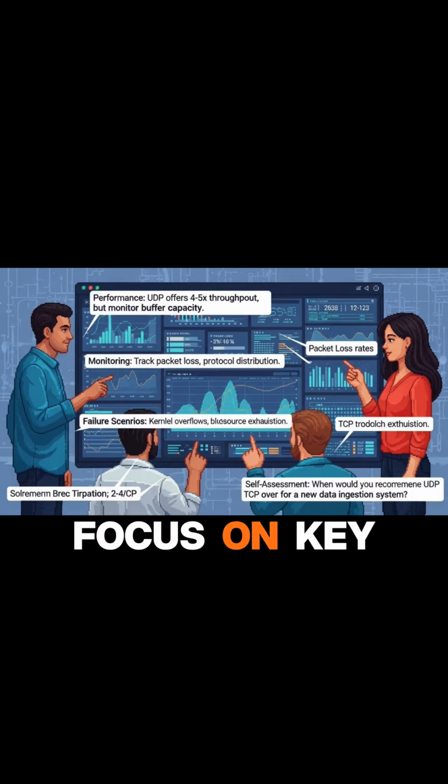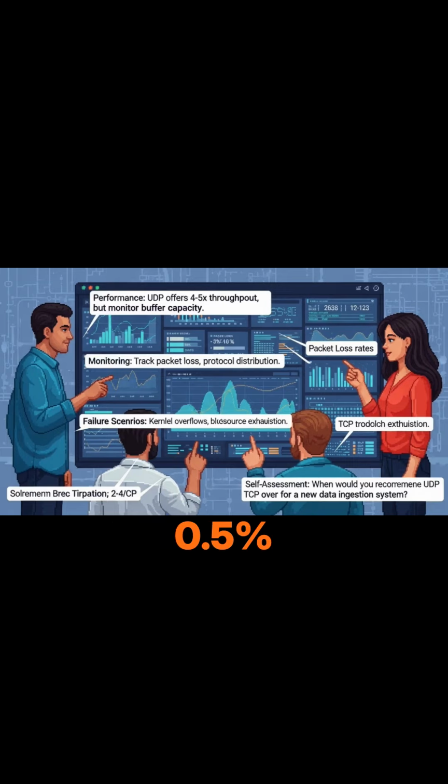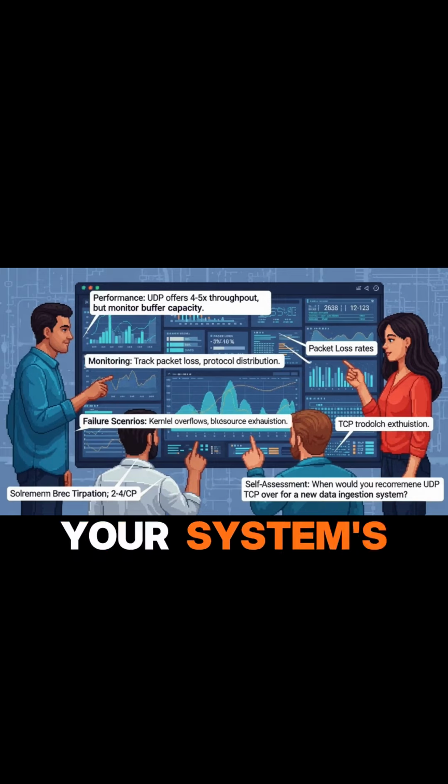For monitoring, focus on key metrics: your packet loss rate, aiming for less than 0.5%, your messages per second throughput, and the UDP versus TCP protocol distribution to understand your system's adaptability.